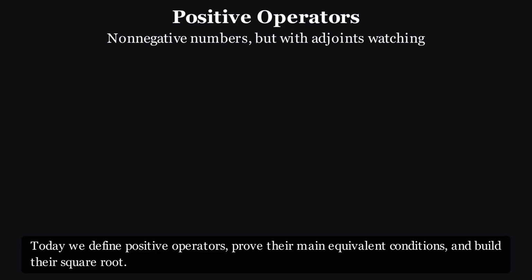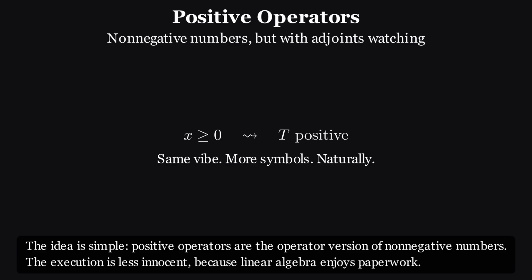Today we define positive operators, prove their main equivalent conditions, and build their square root. The idea is simple. Positive operators are the operator version of non-negative numbers. The execution is less innocent, because linear algebra enjoys paperwork.